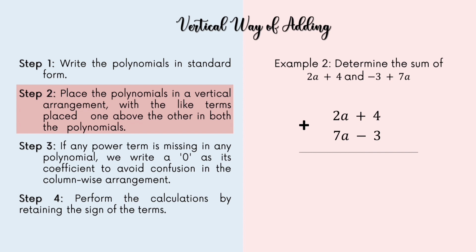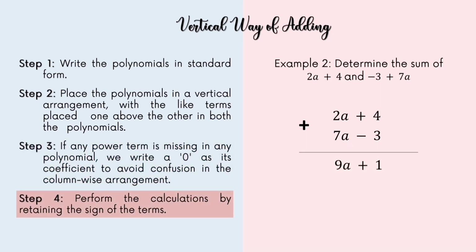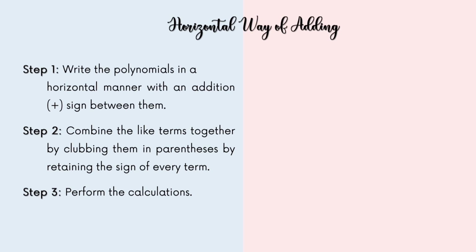Since our step 3 is not applicable in this case, we are going to proceed to our step 4, which is to perform the calculations by retaining the sign of the terms. Now 2a plus 7a is equal to 9a, and 4 plus negative 3 is equal to positive 1. Therefore, our final answer, 9a plus 1, is equal to the answer we derived a while ago using the horizontal way of adding. Let us have more examples.